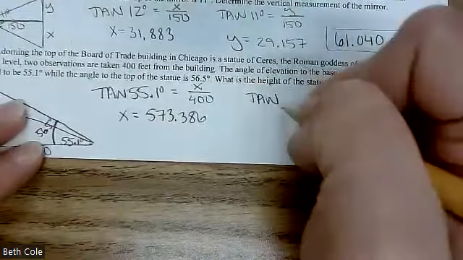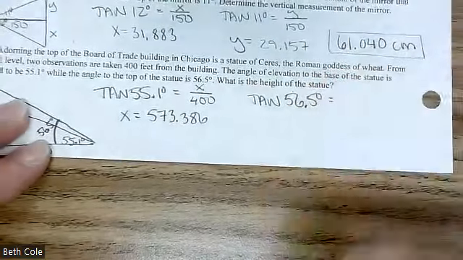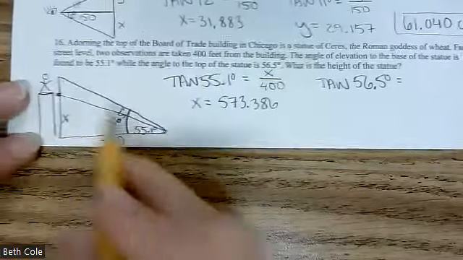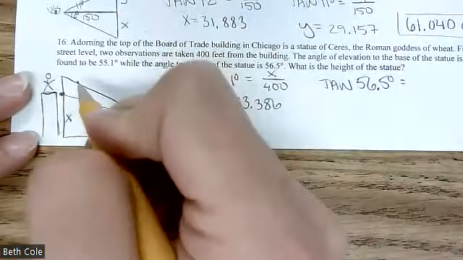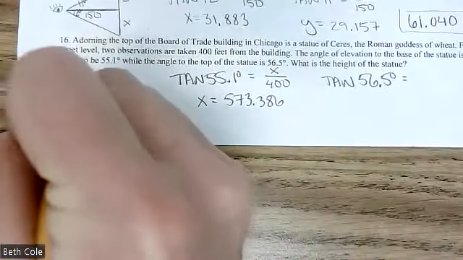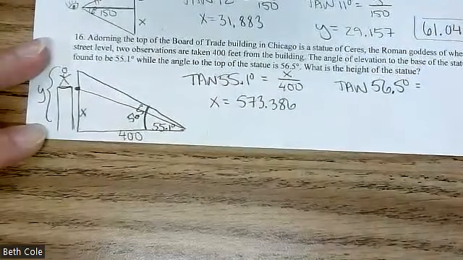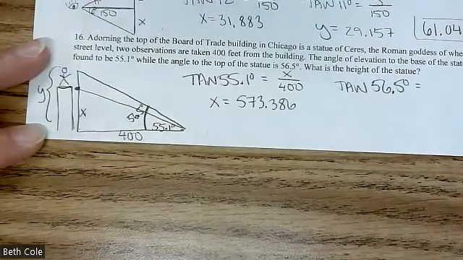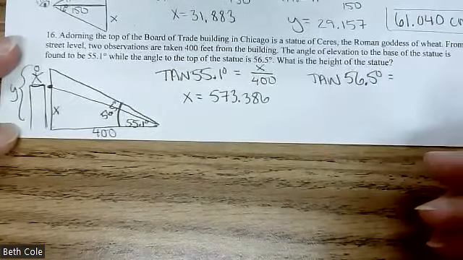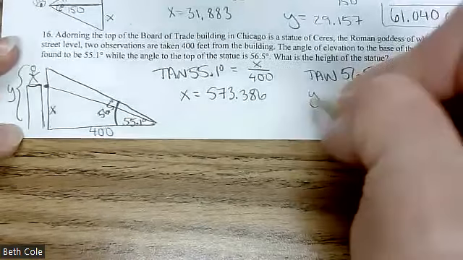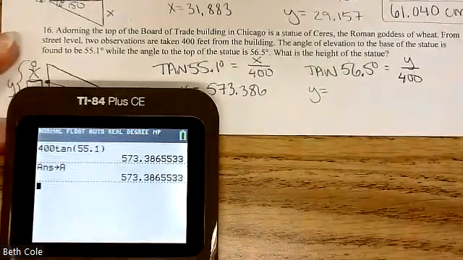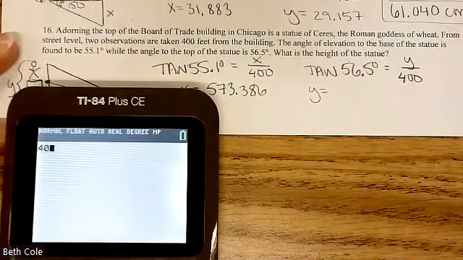Tangent of 56.5. Now we're doing the whole triangle. It's the whole big thing, so I'm going to call this Y. Y is going to be all of it, the building and the statue together, because we're looking up to the top of her head. Do you get what I'm saying there? It's the whole thing. So this would be Y over 400. Go ahead and type that in. Tangent 56.5.